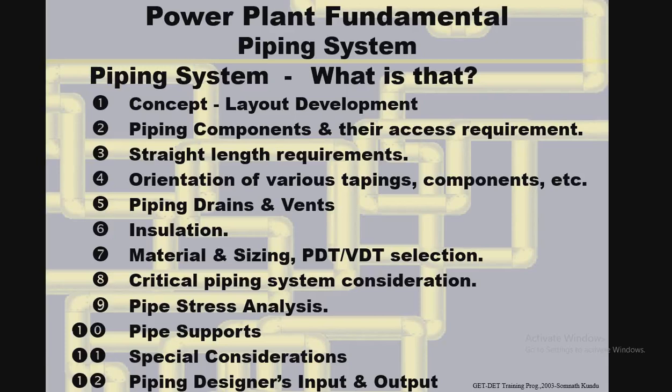Today we will learn and explain what's piping system for power plant fundamentals and petrochemical plants. Piping system, what is it? Concept, layout development, piping components, their access requirement, straight length requirements, orientation of various tappings, components and so on, piping drains and vents, insulation, material, sizing, BDT, VDT selection, critical piping system consideration, piping stress analysis, piping supports, special considerations, and finally we will discuss piping designer's input and output.